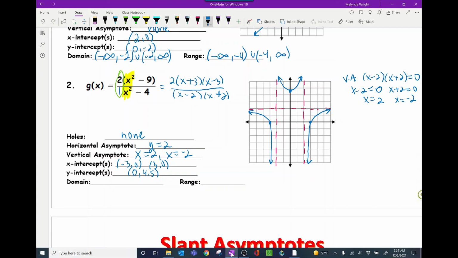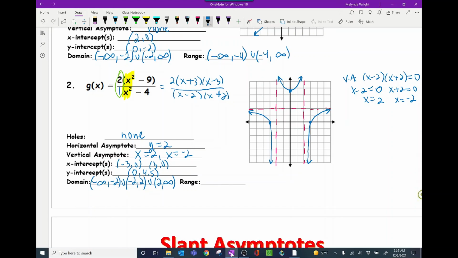Okay? So now let's do domain. Our x values start at negative infinity, and they go to negative 2. We stop off at negative 2. That vertical asymptote doesn't allow us to have a point there. And then we pick up on the other side of negative 2 and go to 2. And again, this vertical asymptote doesn't allow us to use a 2. Then we pick up on the other side of 2 and go to infinity. And there is our domain.